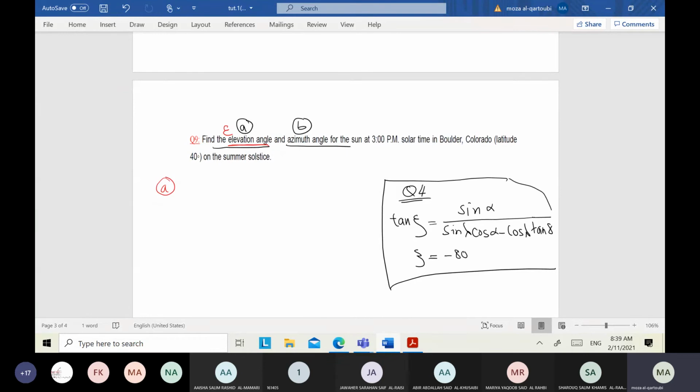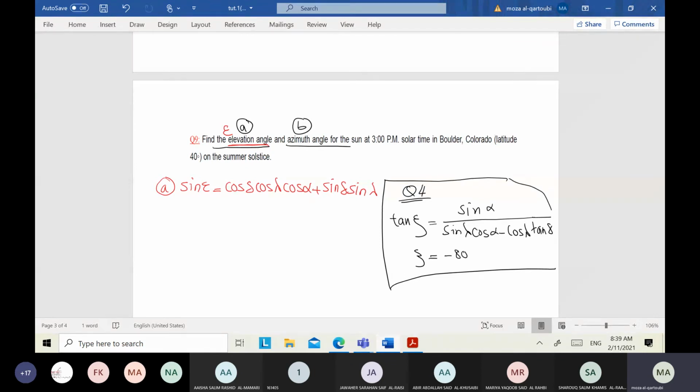How to find the elevation angle? This is the rule of the elevation angle. We'll use sine of epsilon equal to cosine delta cosine lambda cosine alpha, then plus sine delta sine lambda. So how many angles do we need? We need delta, lambda and alpha, three angles.